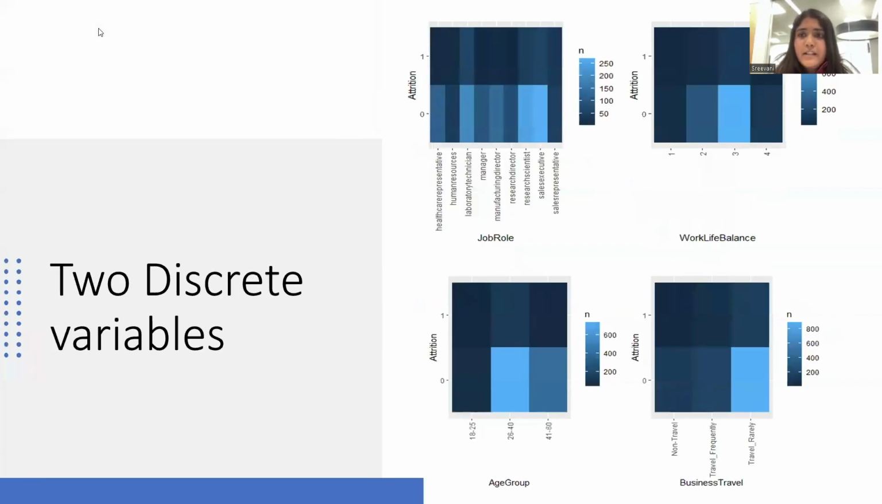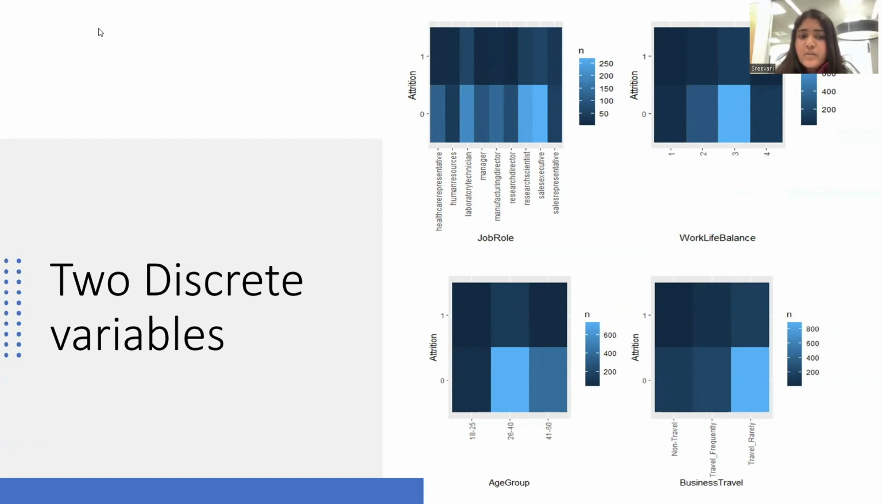Coming to the next slide. So the following heat plots visualize the contingency tables for two categorical variables. Here, attrition we have kept constant on a particular axis, and it is compared with categorical variables like business travel, age group, department, job role, and experience level.